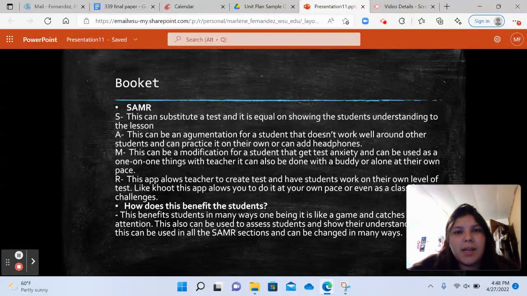Even the quiet kids, I actually did this one in my class, and the quiet kids actually participated more, and even the students that had to sit outside the classroom or had to put their headphones in still participated as much as they could.